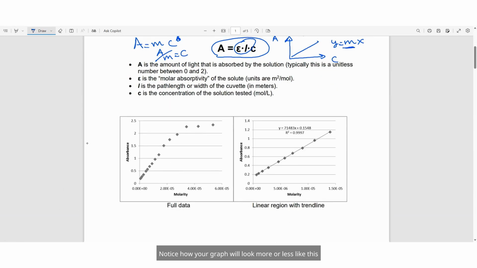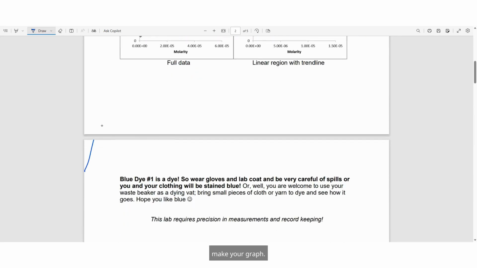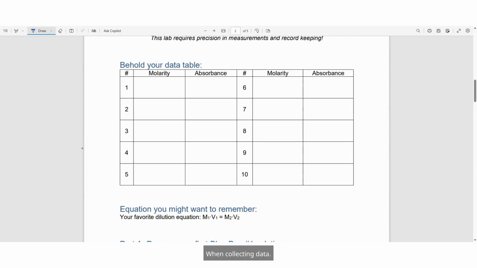Notice how your graph will look more or less like this when you plot molarity against absorbance. I recommend including the intercept at 0 to avoid having to add this value, which would be the intercept. You can set the intercept to 0 and make your graph when collecting data.